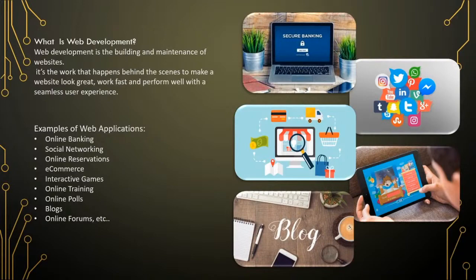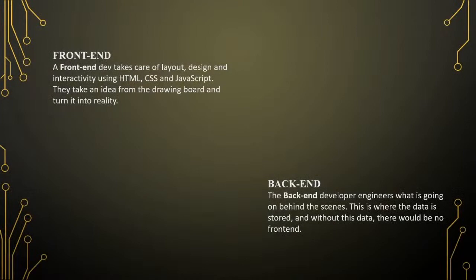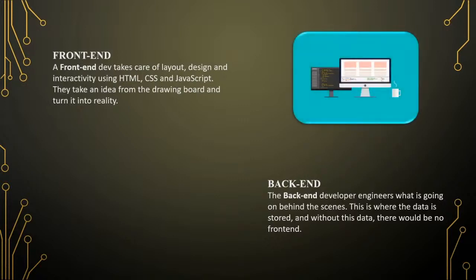Coming to the field of web development, it is generally broken down into two: front-end and back-end. A front-end developer takes care of layout, design, and interactivity using HTML, CSS, and JavaScript. They take an idea from the drawing board and turn it into reality. What you see, what you use, such as the visual aspects of a website and the drop-down menus, are all brought together by front-end developers.